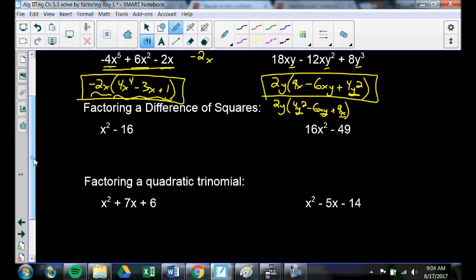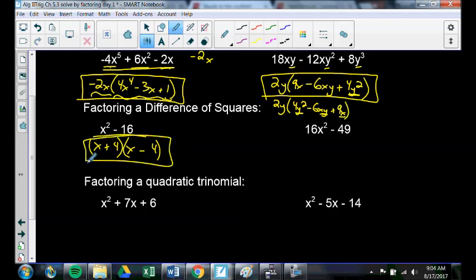Look for a difference of squares. A difference of squares is when you have two terms that are both perfect squares, and there's a subtraction in between them. It can't be addition, it has to be subtraction. If you have a difference of squares, it's factored into square roots. So the square root of x squared is x, and the square root of 16 is 4. And we do that twice. One of them is positive, one of them is negative, it doesn't matter which. x plus 4 times x minus 4 gets you x squared minus 16.